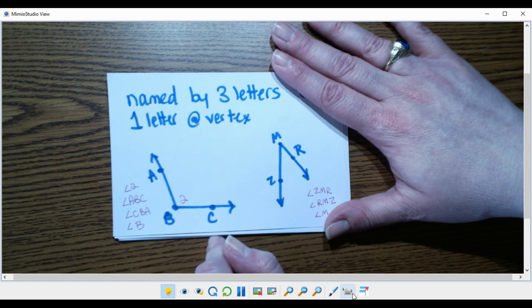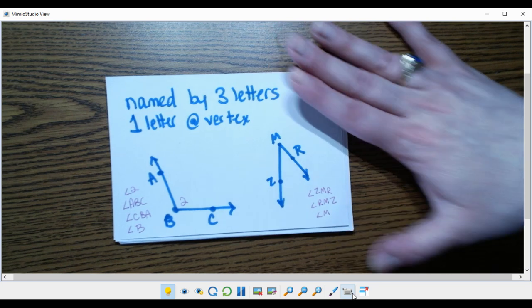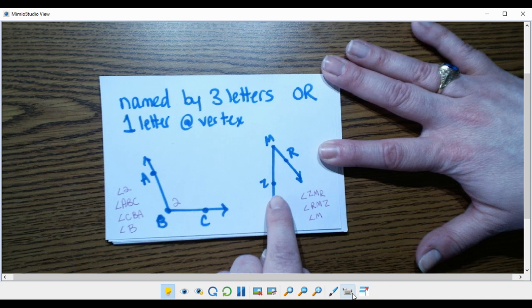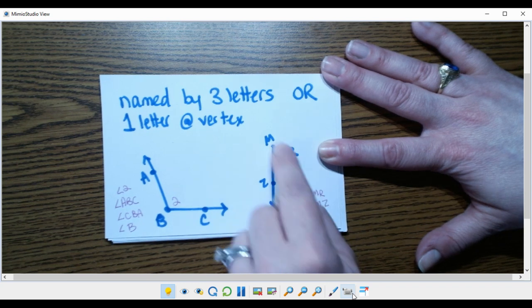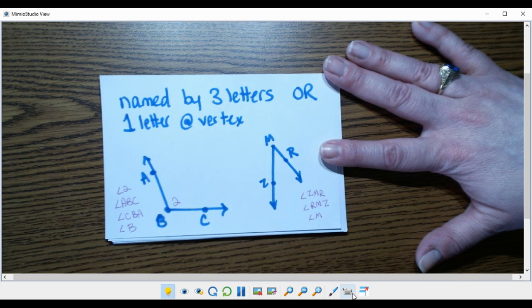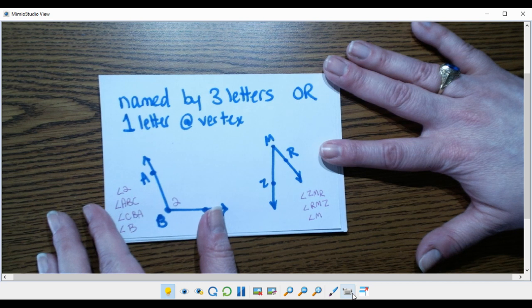Sometimes it depends on the situation. Sometimes you have to use all 3 letters because it would be confusing to just call it angle B. We'll talk about some examples of that. Similarly, over here, we could call this angle ZMR, angle RMZ, or just angle M. This one does not have a number inside it, so we can't name it like angle 4 or angle 2. We only have the 3 options for this.